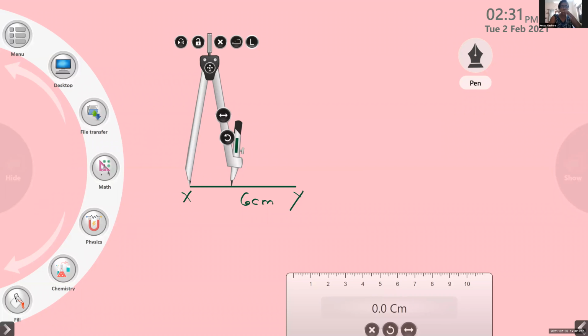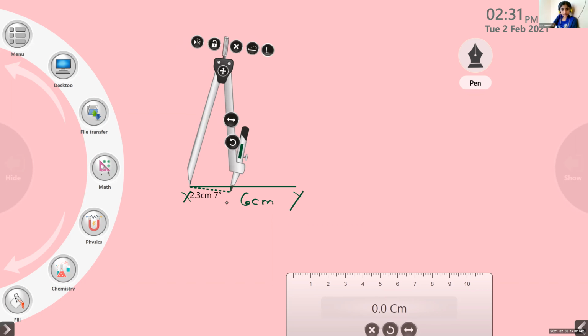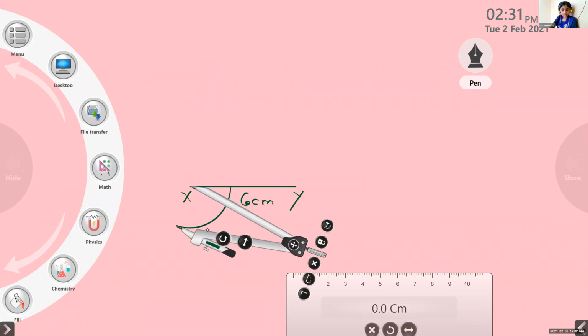Now ma'am, what radius we have to take? Any radius. Take any radius. We are first drawing 60°, then bisecting it. Okay. So we keep it here. We take any radius. Just cut an arc. You can take any radius, no problem.